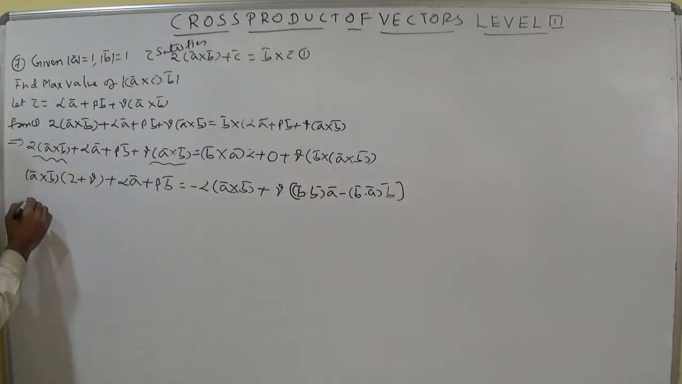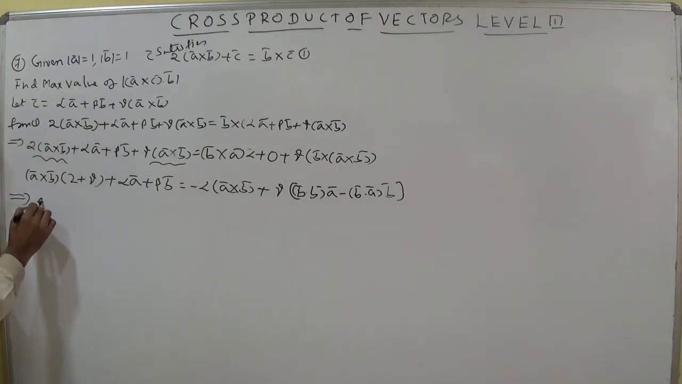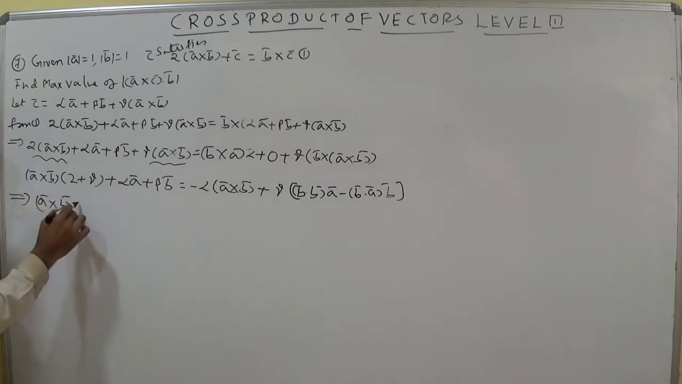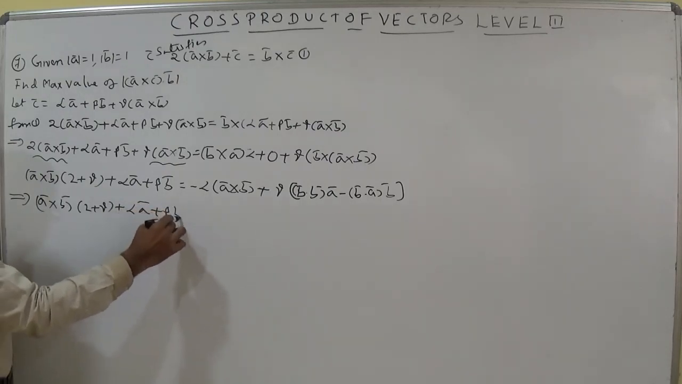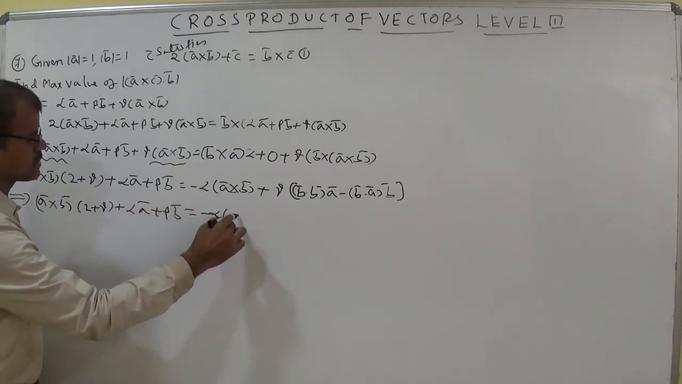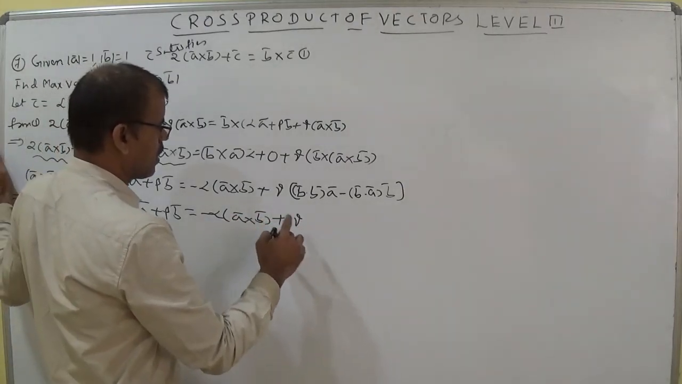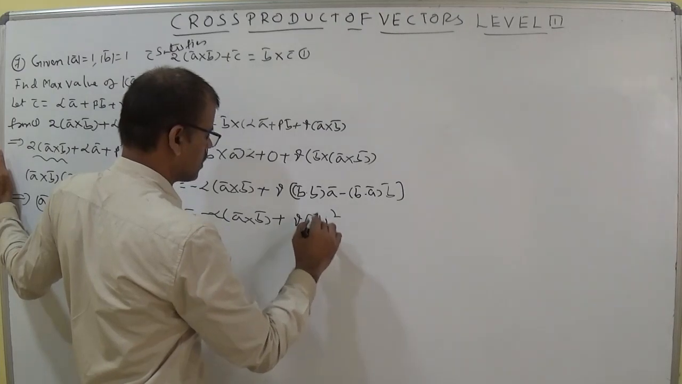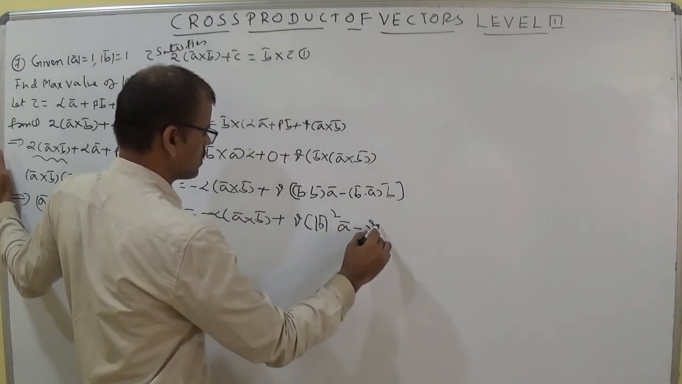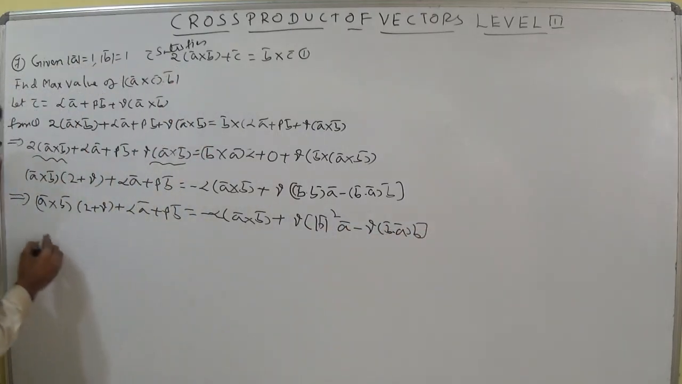That implies, now we can write here mod B square, it is 1. Next step, A bar cross B bar, A bar cross B bar into 2 plus gamma plus alpha A bar plus beta B bar is equal to minus of A bar cross B bar plus, now we can write here gamma into mod B square, B bar dot B bar becomes mod B square into A bar minus gamma into B bar dot A bar into B. It will multiply.